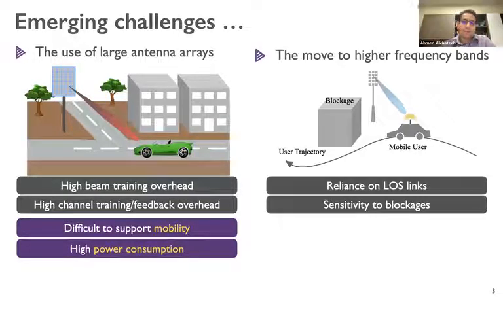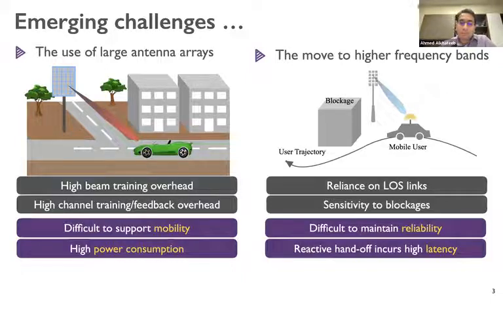And if we look at the other key trend, the move to higher frequency bands, at these higher frequency bands the signal propagation experiences high penetration loss and also diffuse scattering. This makes the communication links more dependent on line of sight, where blockages become a big challenge. And this makes it hard for these systems to support millimeter wave or sub-terahertz communication links with high reliability. So reliability becomes a key challenge: how to ensure that this link will not be suddenly disconnected because of a moving blockage, for example.